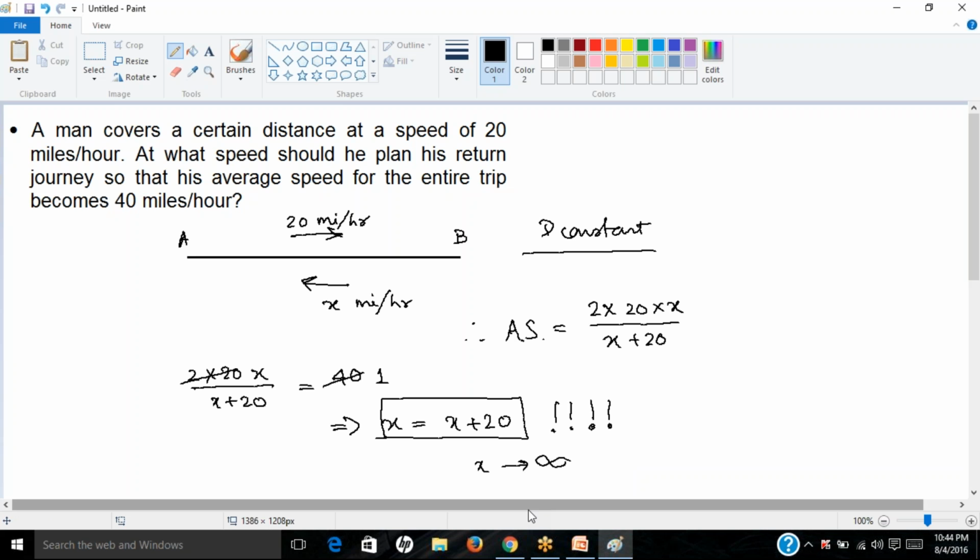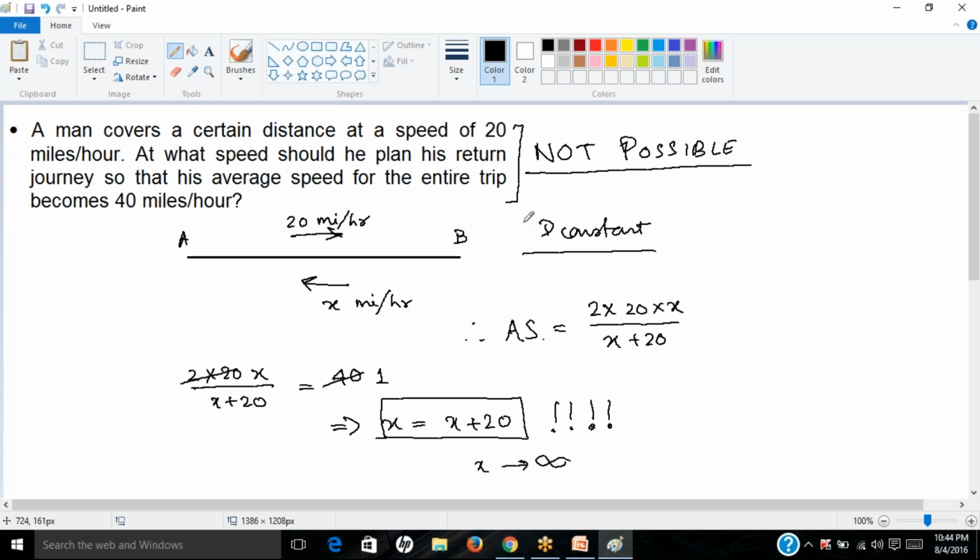So that means what? If you have to make the average speed 40, you have to travel at speeds higher than the speed of light as well. Because light has a finite speed, 3 into 10 to the power 8 meters per second. You have to cross that and move. So that means this is not a possible scenario. It's not possible.